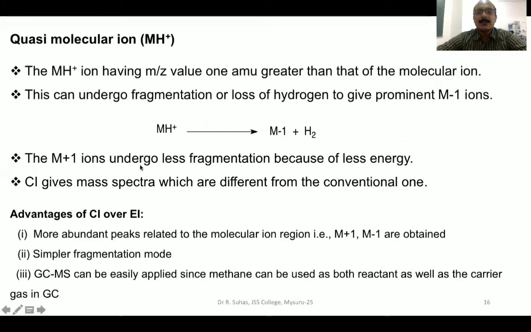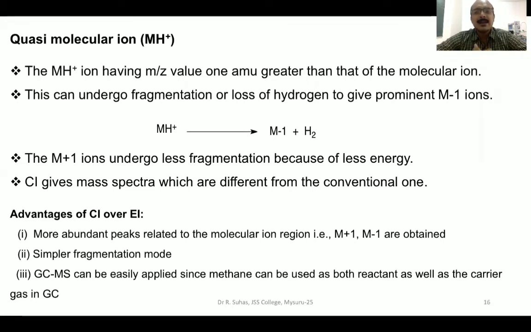Whatever mass spectrum we get for CI will be very different from the conventional one, that is EI. Whatever peaks you get in EI come only from the molecular ion, whereas in the chemical ionization method you will get different kinds of peaks, maybe MH plus or M minus 1, either addition of hydrogen or deletion of one hydrogen from the molecular weight of the sample. So in that way, the CI spectrum will be somewhat different from the regularly used EI spectrum.